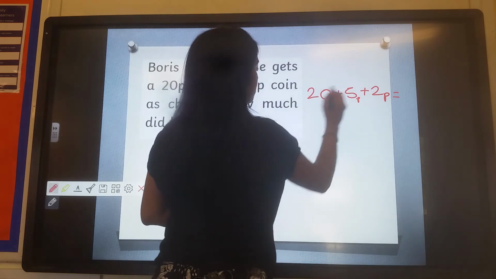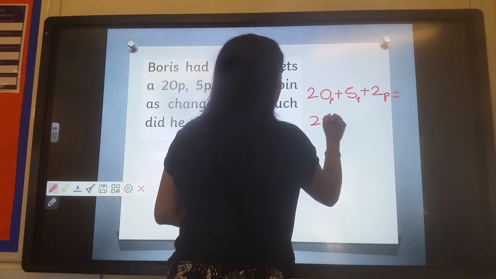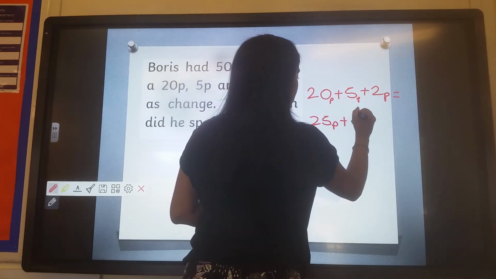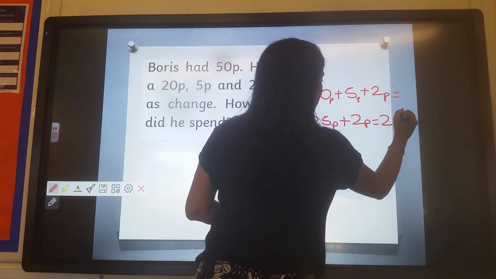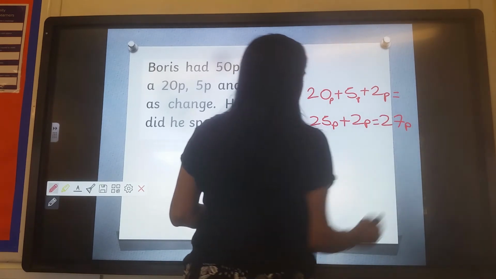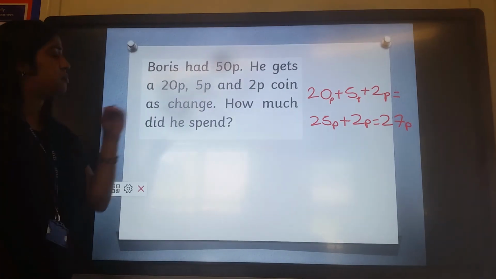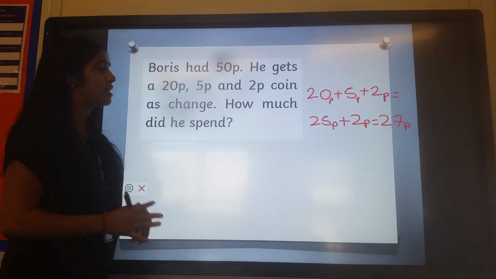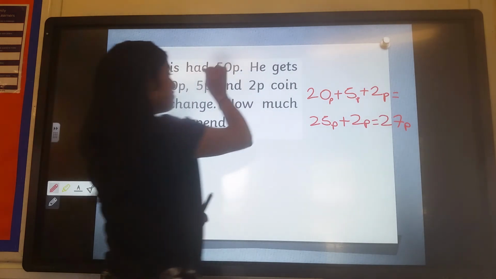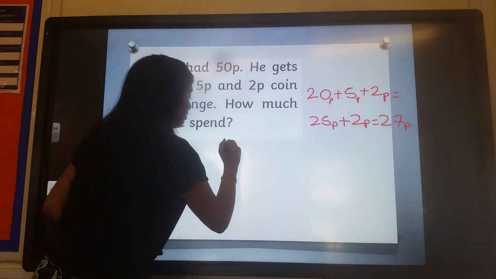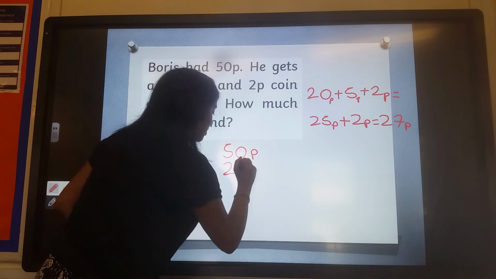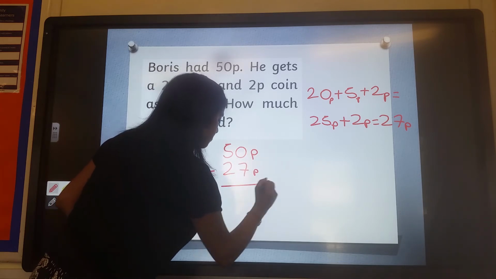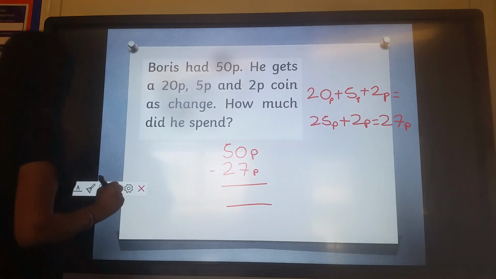So 20 plus 5 is 25p, plus 2p is going to give me 27p. And to calculate how much he spent, I now need to take away 27p from 50p. So I now need to do 50p minus 27p. Okay, so that's all I need to do now.